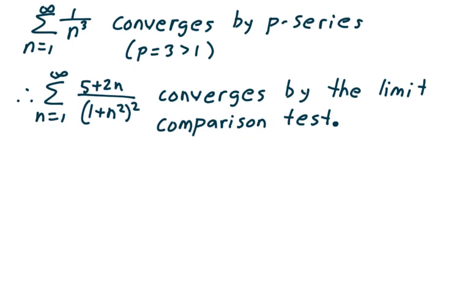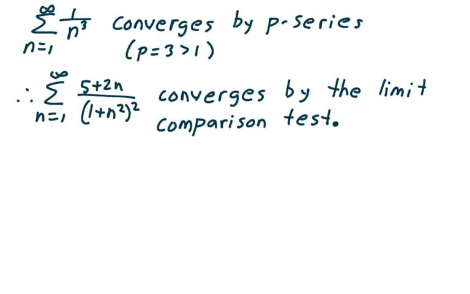The summation from n equal 1 to infinity of 1 over n cubed converges by p series. P is equal to 3, which is greater than 1. So the summation from n equal 1 to infinity of (5 plus 2n) over (1 plus n squared) to the second converges by the limit comparison test.